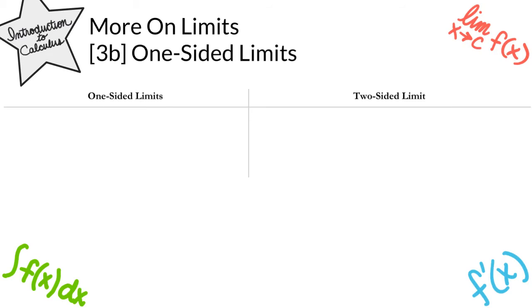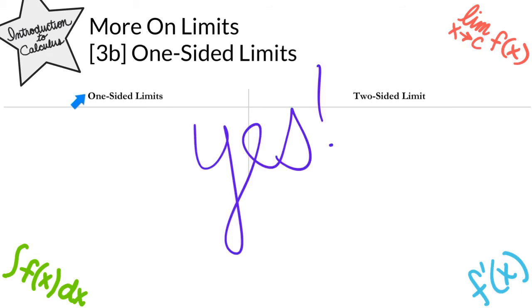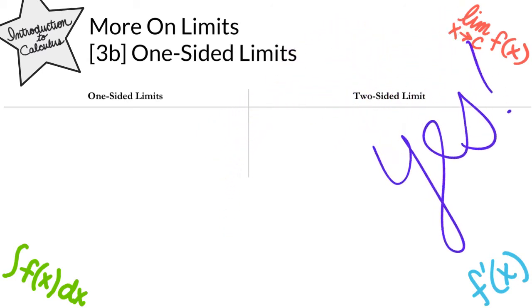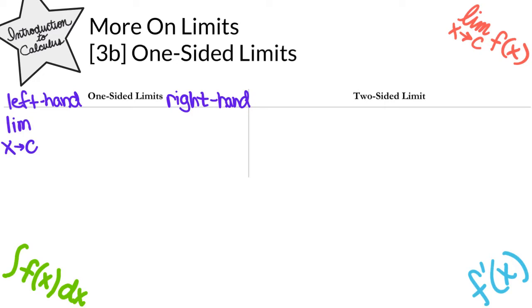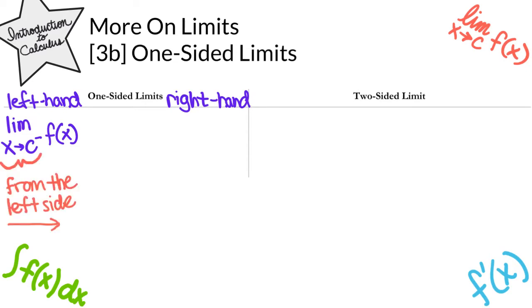Now it's time to learn about the two ways we can calculate limits, one-sided and two-sided. For one-sided limits, there are two ways to calculate those, a left-hand limit and a right-hand limit. Here's the notation for a left-hand limit. LIM, the limit, as x approaches c minus, and that's a superscript for the minus sign, but we read it as x approaches c from the left side, of f of x. When we take the left-hand limit, x approaches c, but only from the left side, from the negative side of the graph, which is why we use the negative sign.